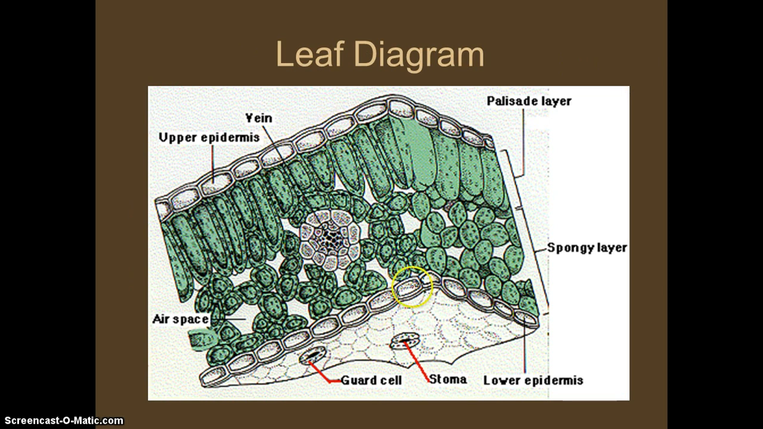But the epidermis is this outer layer right here, and you notice there's an upper and a lower epidermis. And it's basically like the skin of a leaf. Our skin, the human skin, is actually called the epidermis as well. And there's usually a little waxy coating on the outside of the leaf to help make it waterproof.